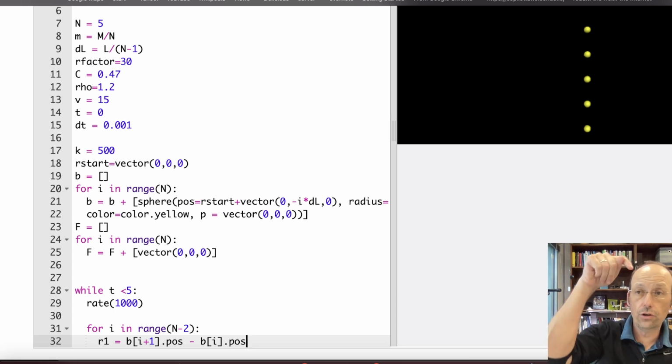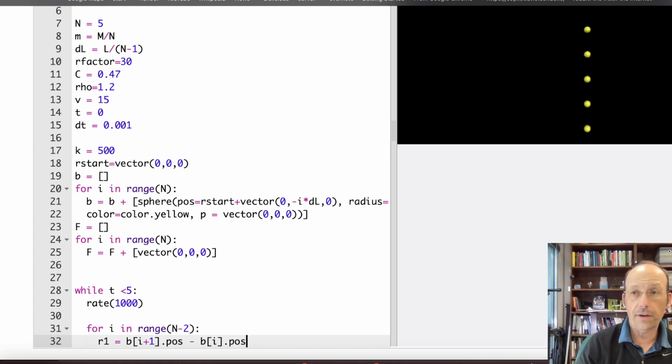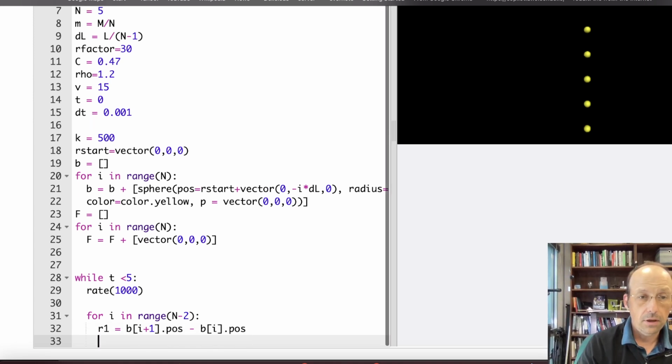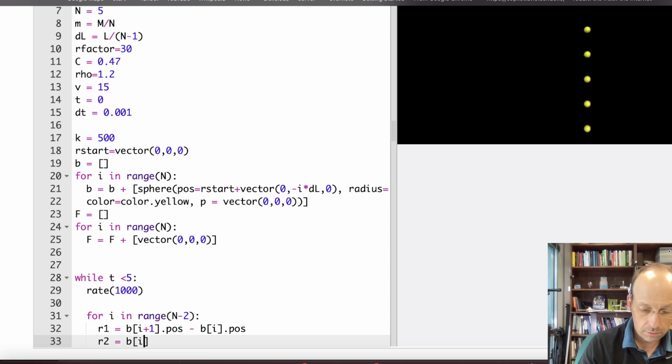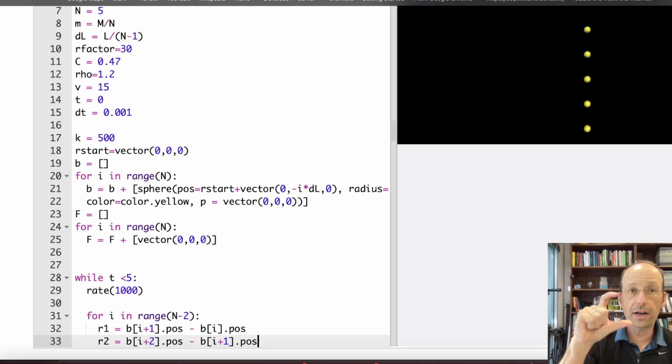Now I need to find vector R2, which is down below it. These are both downward pointing vectors. It's final minus initial. R2 equals B[i+2].pos. And remember, B[i+2] is a sphere, so it does have a pos parameter. Minus B[i+1].pos. So all I've done is just find the length of those vectors, and I'm going to need that to calculate the force.